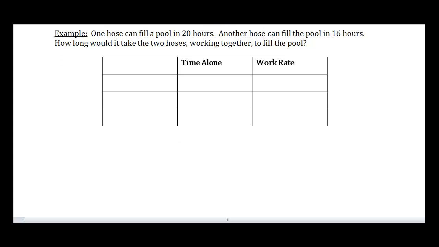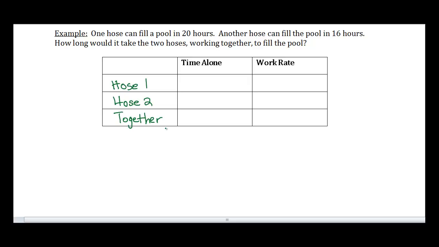One hose can fill a pool in 20 hours. Another hose can fill the pool in 16 hours. How long will it take the two hoses working together to fill the pool? Instead of having people, we have hoses. So I have hose 1, hose 2, and then the hoses working together.